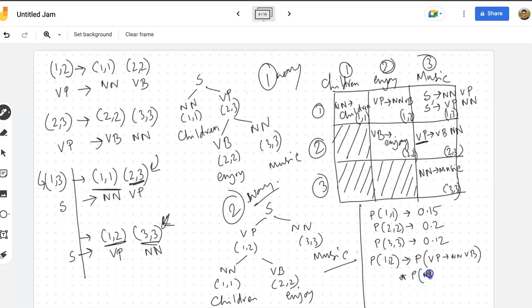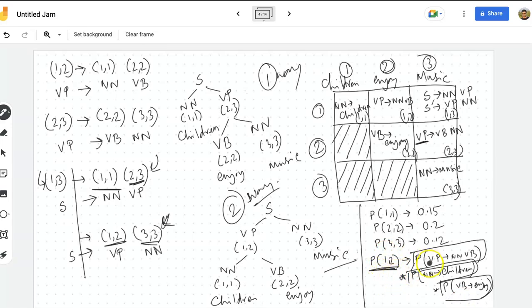into the probability of NN to the next cell, so it is NN to 1,1, so it is NN to children, into the probability of VB to enjoy. Okay, so this is how we will calculate the probability for P12. This thing is already given in the question, and this is also given, and this is also given. So you can calculate P12 this way.